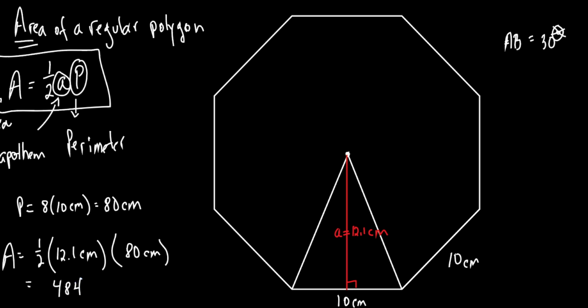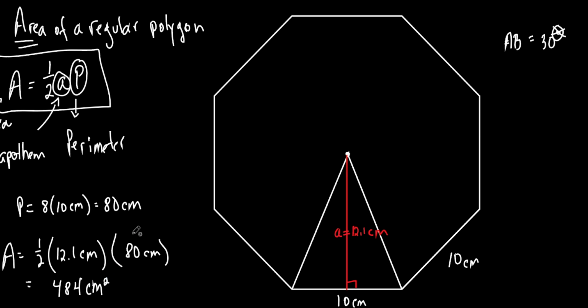It's 484. But do we just leave it like that? No. If I'm not in a kind, generous mood, I would mark that wrong if that's how you left it. If I'm in a nice mood, then I might give it to you. But what should it be? It should be 484 what?